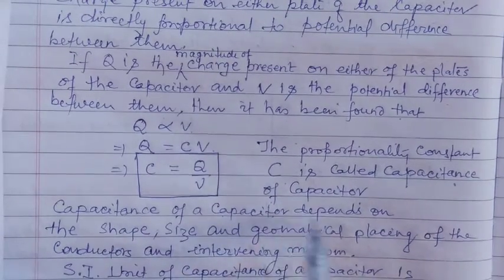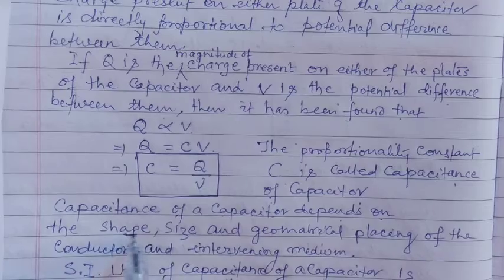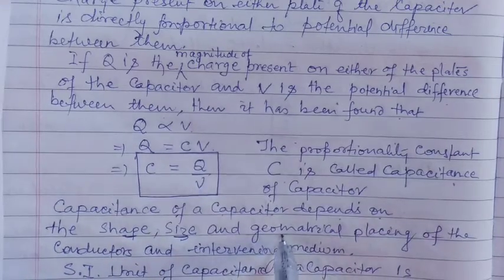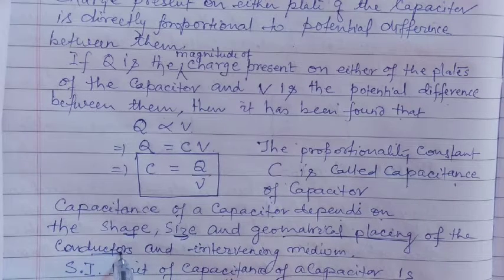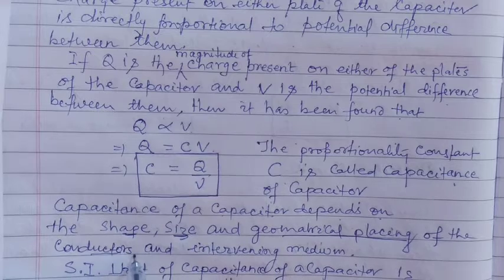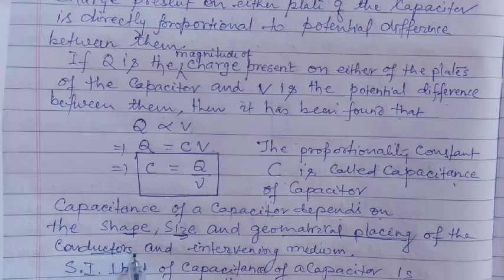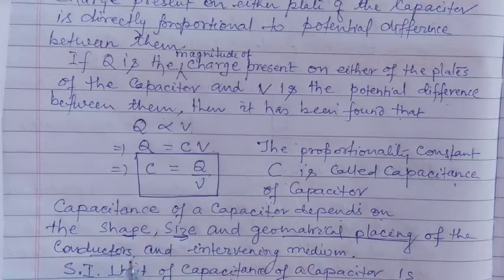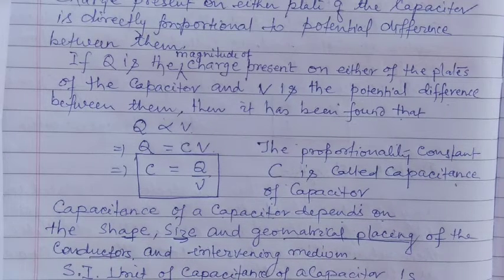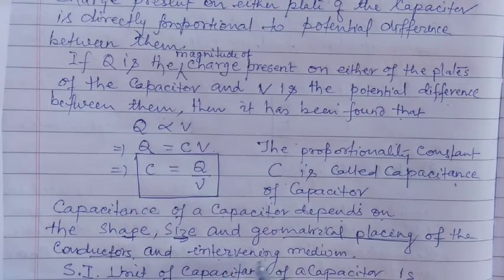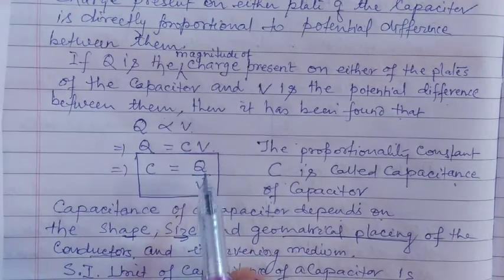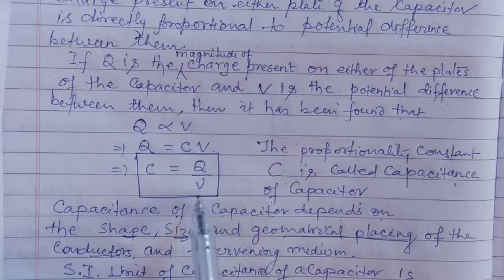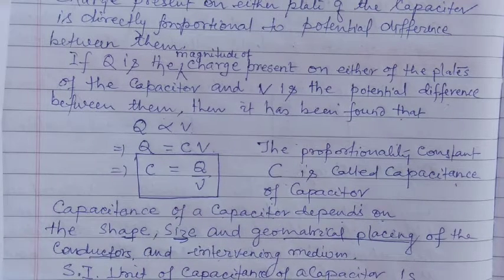Capacitance of a capacitor depends on the shape, size, and geometrical placing of the conductors. You can say it depends on the distance through which the two plates are separated, their geometrical placing, and the medium intervening between the two plates. So these are the four factors on which the capacitance of a capacitor depends. It does not depend on the charge present on its plates or on the potential difference between the plates.